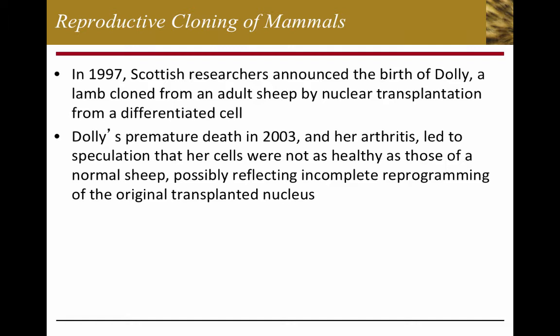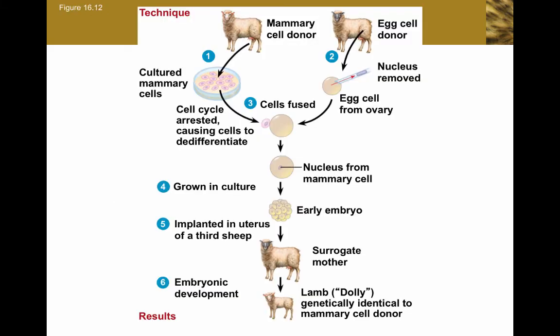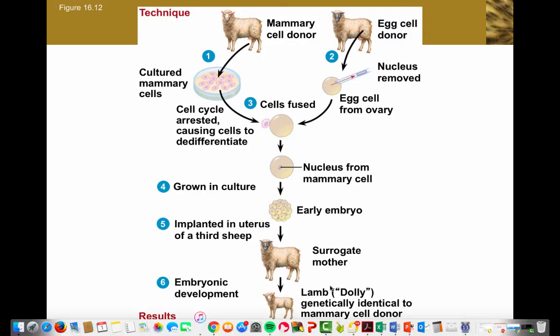The thing is, Dolly died pretty young. She died in 2003, and her arthritis had led to speculation that her cells were not as healthy as those of a normal sheep and probably reflect incomplete programming of the original transplanted nucleus. So this they still have not been able to really do well, but they've talked about cloning pets so that you can get your original pet back, right? So this is the last thing we're going to talk about, and it's pretty interesting.